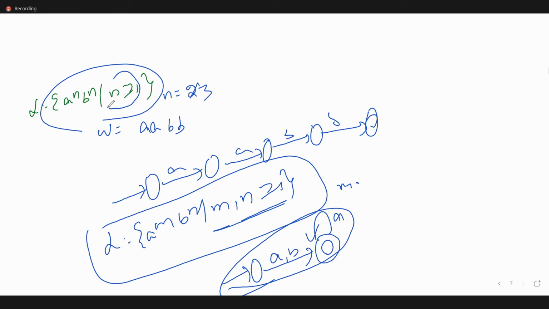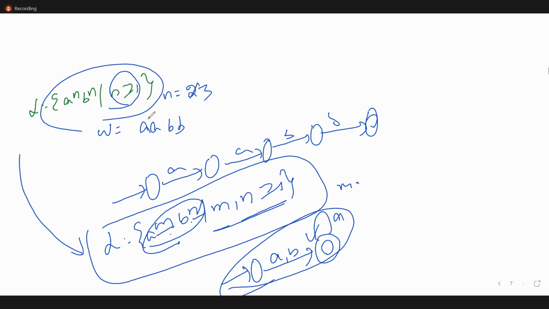Why can we not construct the finite automata for this example, and why can we construct it here? Because here m is different and n is different. m is a separate variable, n is a separate variable. There is no restriction that the number of A's should be the same as the number of B's, because m and n are two different variables.